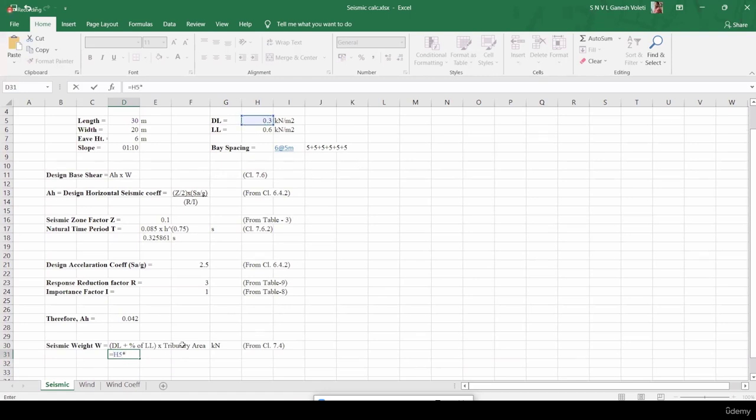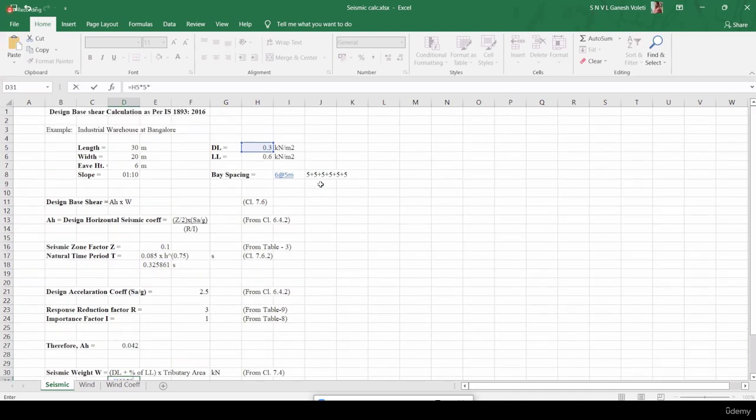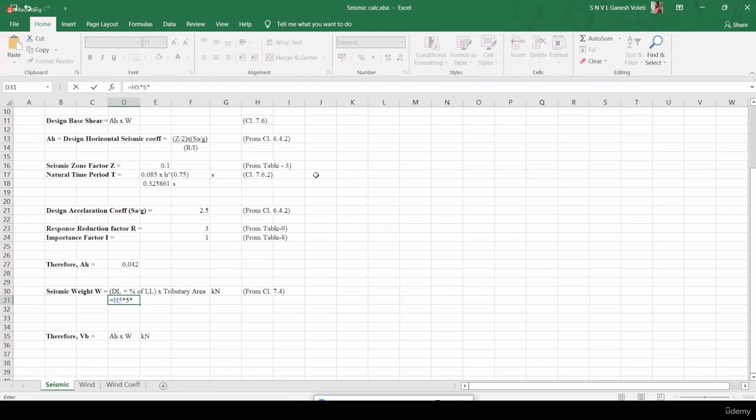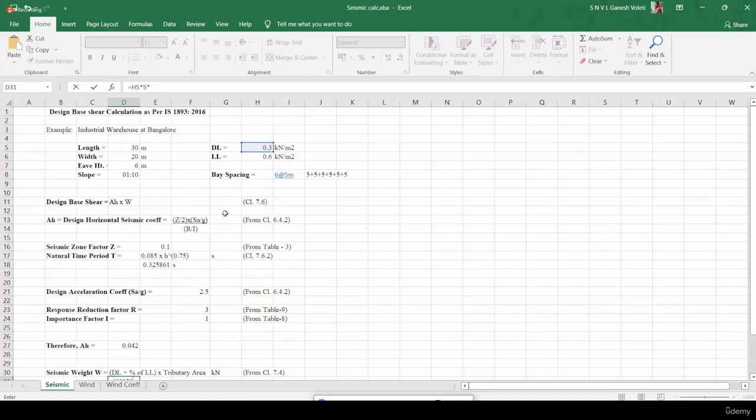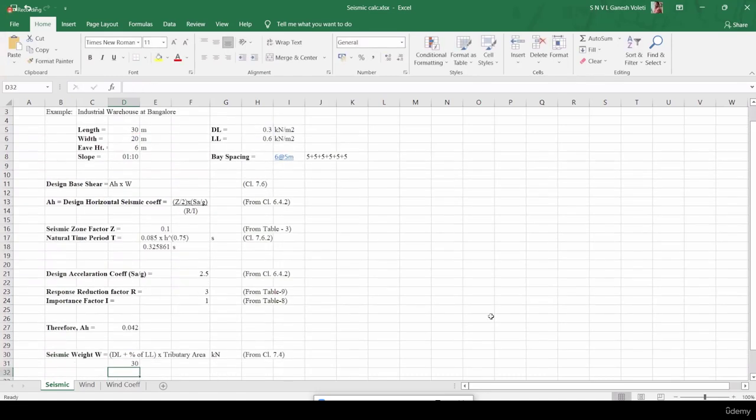So tributary is how much here? I'm taking bay spacing as 5. So tributary will be 5 into the tributary area I'm mentioning, width into length. Here width is 20 meters, length is 5 meters for one frame only. I'm talking about one frame. So width is 20 meters otherwise, right?